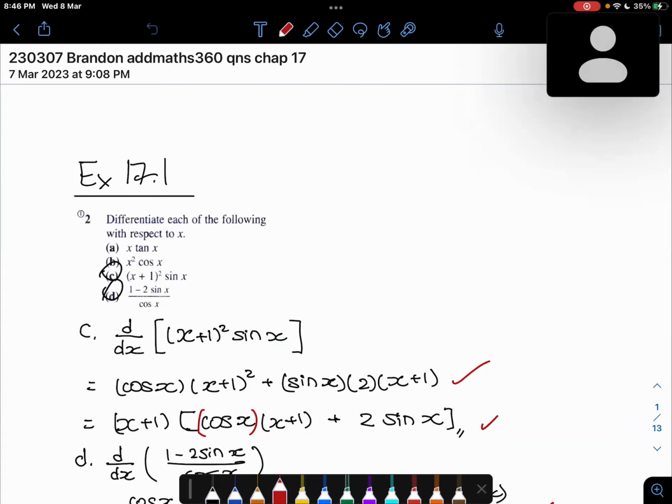So let's just start with this one. Go through some of the mistakes you made with the differentiation.